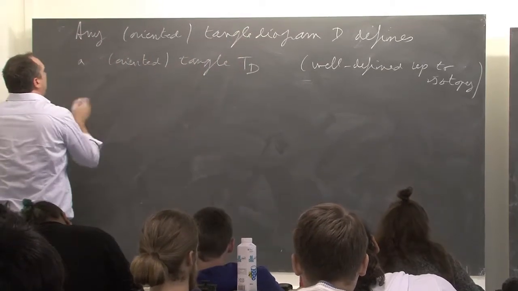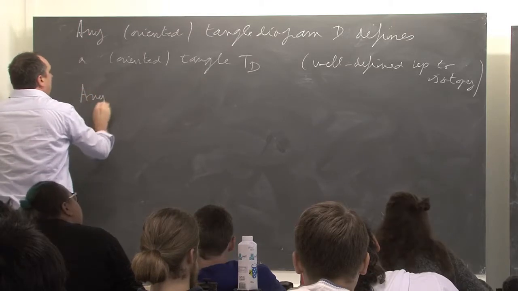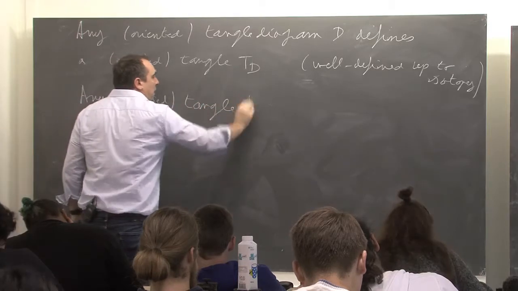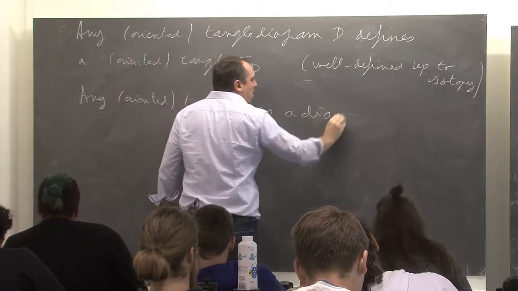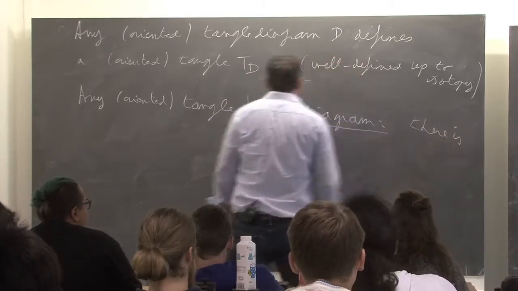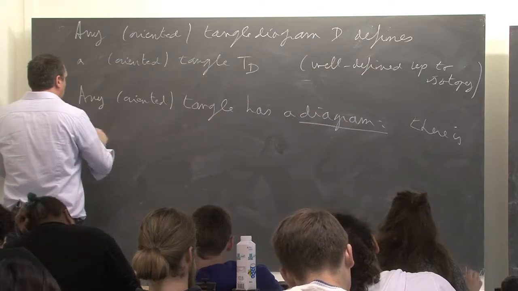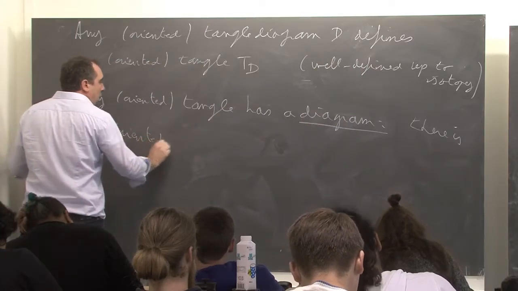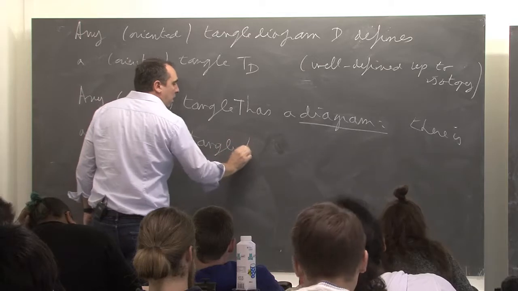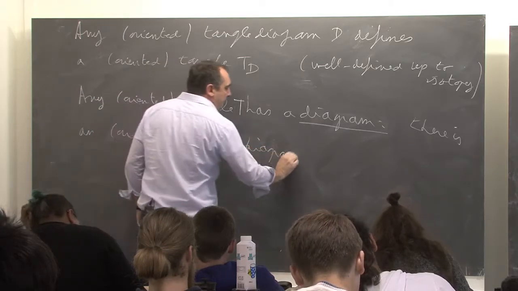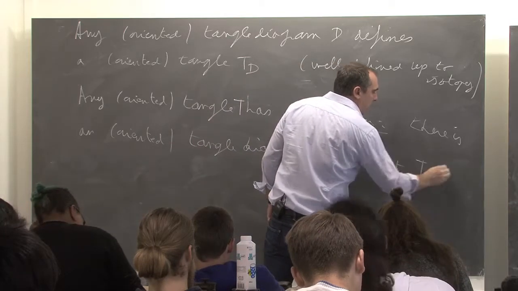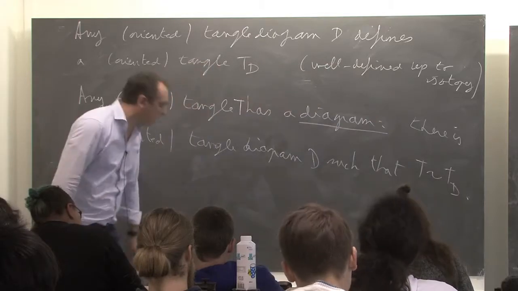And also, we have that any oriented tangle has a diagram, which means there is an oriented tangle diagram D, let's call this tangle T, such that T is isotopic to TD. This is clear.